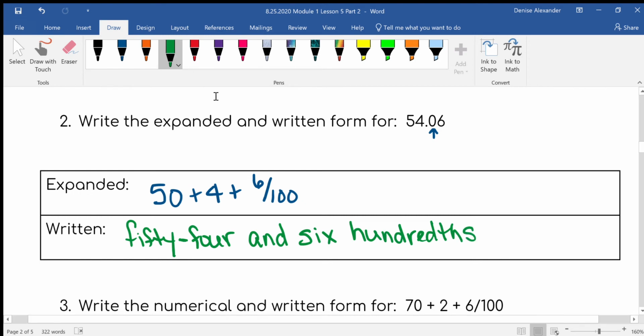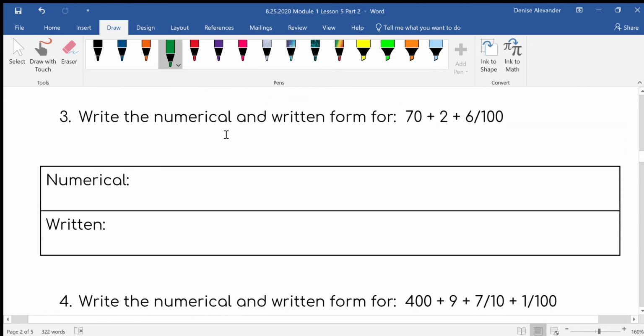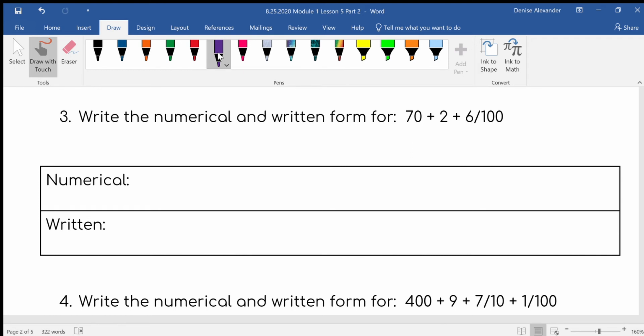Let's go to number 3. We're going to go from expanded form to numerical and written. So here we go. I'm going to look over here and see what I'm missing. I'm realizing I have no tenths, 0 tenths. I got to remember this. It's important. So if I write it in numerical form, I write 7 to my decimal point, no tenths. So I've got to write a 0 and a 6.